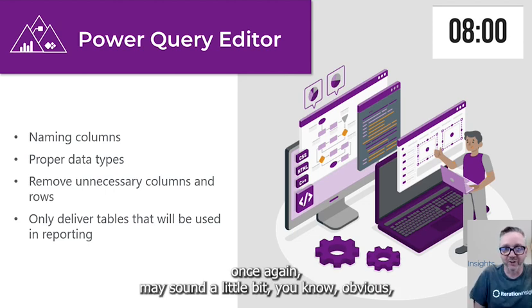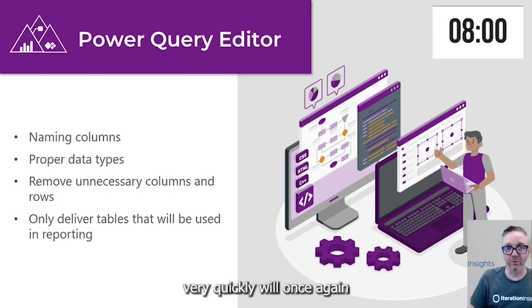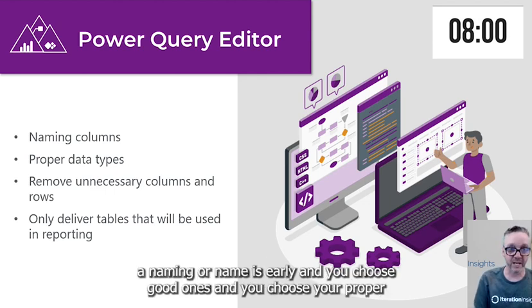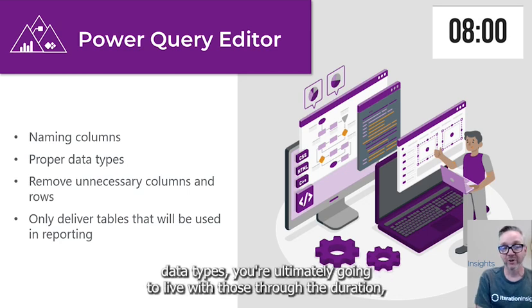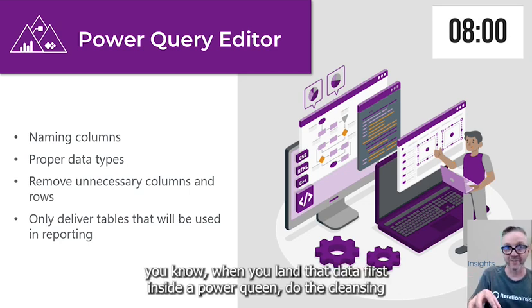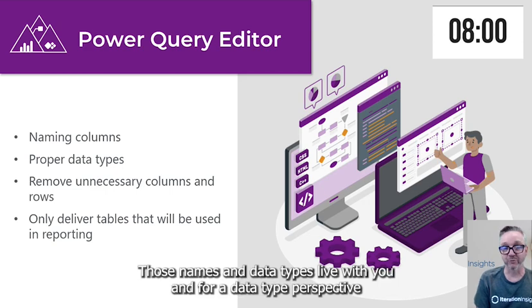Once again, it may sound a little bit obvious, but making sure that you choose correct data types inside of Power Query very quickly will once again benefit you throughout your model. What I like to say is if you choose your names early and you choose good ones and you choose your proper data types, you're ultimately going to live with those through the duration of your model. So as you follow your chain of dependencies from when you land that data first inside of Power Query and do the cleansing, all the way to the reporting layer and then into the service, those names and data types live with you.